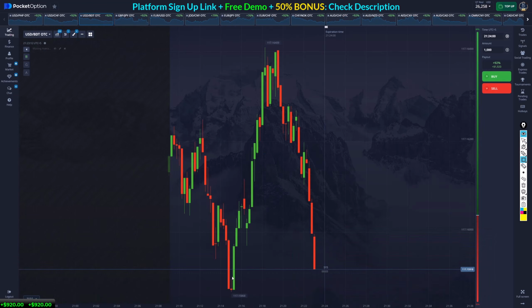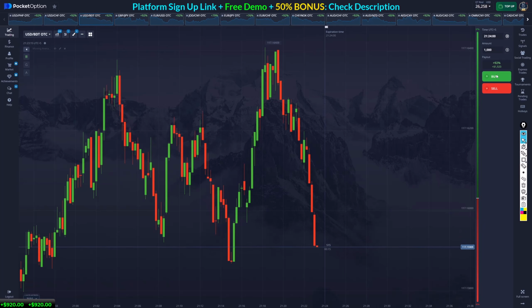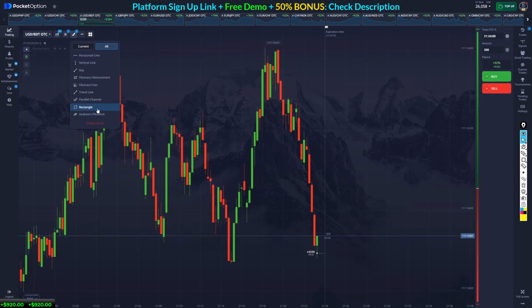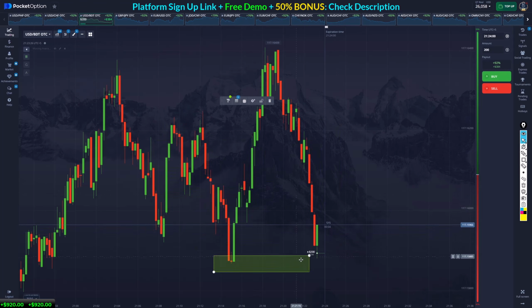Okay, it's coming. It's coming down to the entry. I'm taking this as small, okay? Let's go. All right. And mark the zone for you to see the reaction.